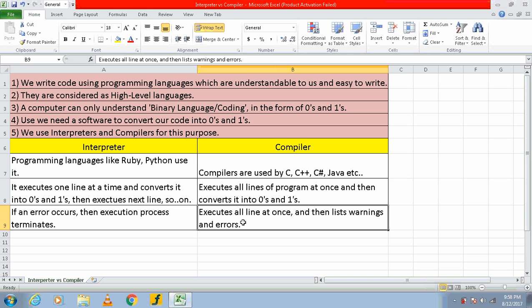This is how an interpreter and compiler work. So both are used for converting code into machine-level language.